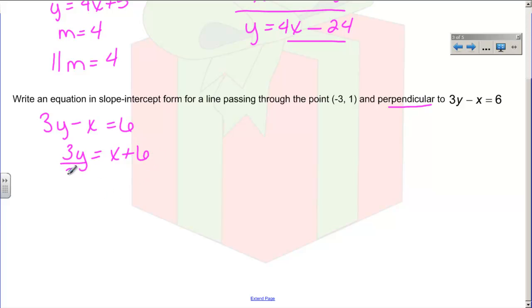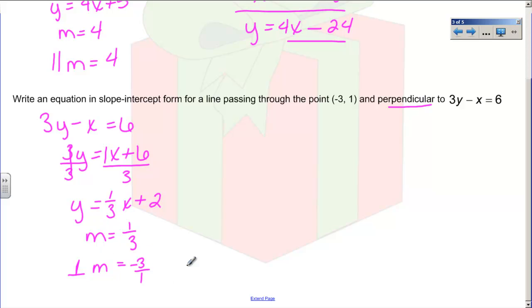And then I have to divide everything by 3 so that the y is by itself. Well, there's an invisible 1 here, so this becomes 1/3 x plus 6 divided by 3 is 2. So the slope of this line right here is 1/3, but the slope of a line perpendicular to that, remember this is my symbol for perpendicular, I'm going to have to flip it and change its sign.